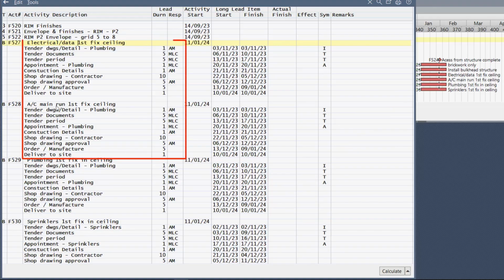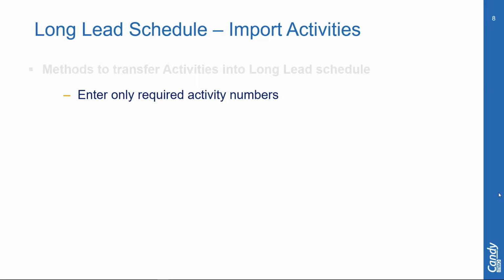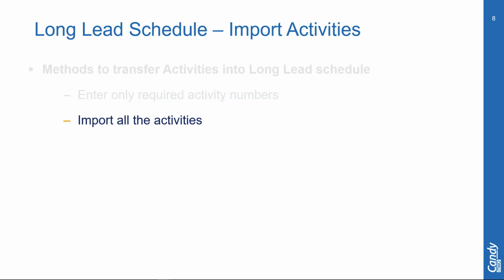Obviously, I now have to revisit the descriptions and the durations and the consultants to make sure it applies to what is required. We have now looked at how to enter only the required activity numbers, one of the methods to transfer activities into the long lead schedule. The next method that we're going to look at is how to import all activities, which is also available.